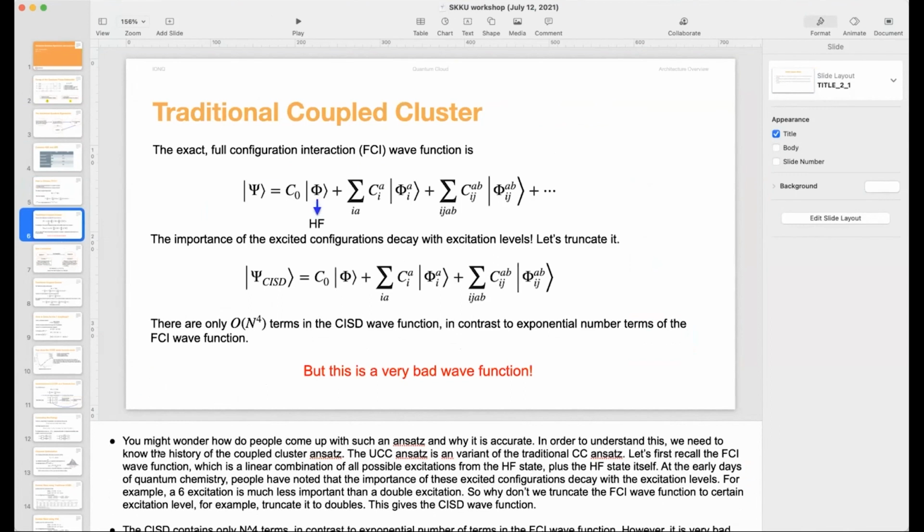In order to understand this, we need to know the history of the coupled cluster ansatz. The unitary coupled cluster ansatz is a variant of the traditional coupled cluster ansatz. Let's first recall the full CI wave function, which is a linear combination of all the possible excitations from the Hartree-Fock state plus the Hartree-Fock state itself. In the early days of quantum chemistry, people noted that the importance of these excited configurations decays with excitation level. For example, a sixth level of excitation is much less important than a double excitation.